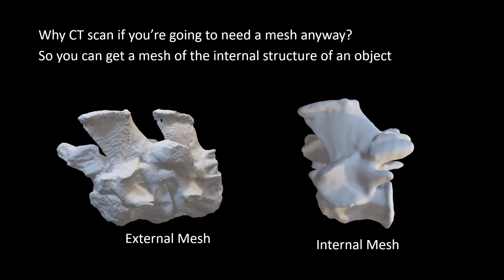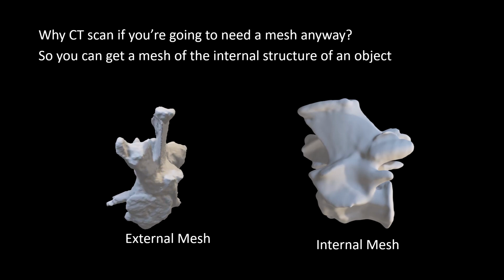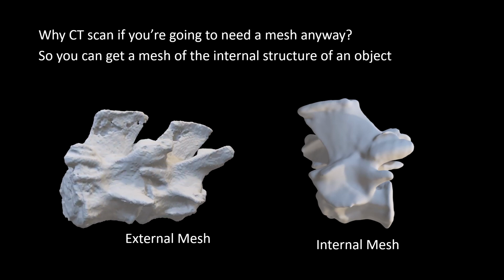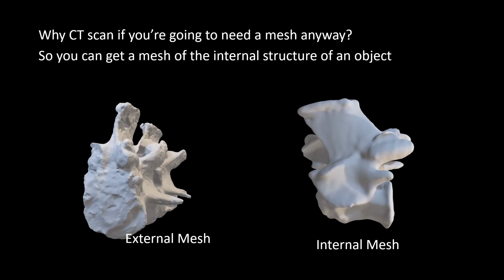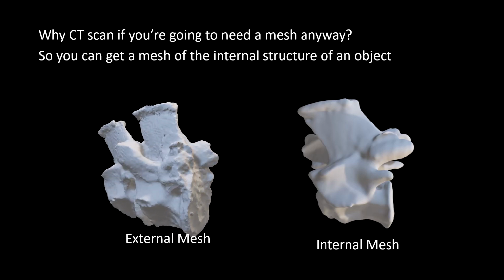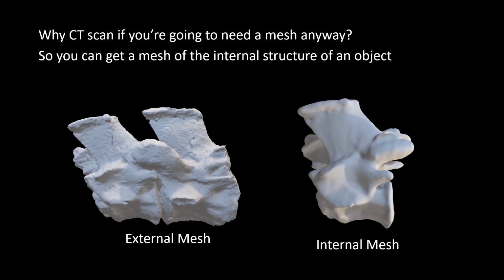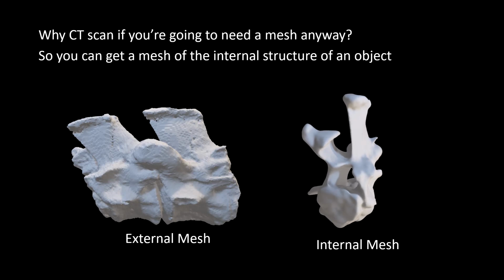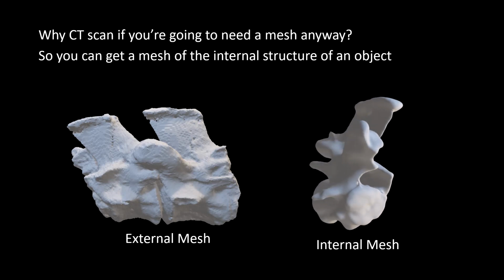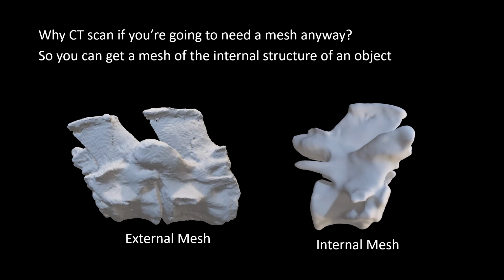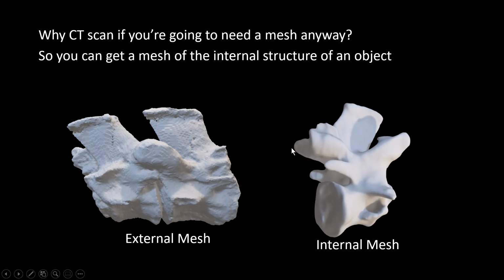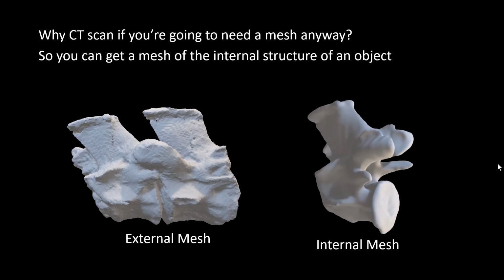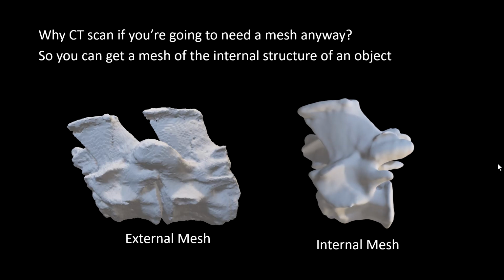And just as an aside, why CT scan if you're going to need a mesh anyway? It's because often, especially with fossils, you'll want a mesh of the internal structure of the object. So on the left here, you can see what would have been an external mesh of two vertebrae that are stuck together. And on the right, I have this mesh that was generated from the CT scan that allowed me to see the internal structure, like the two articulations right here that were otherwise covered in the fossil itself. So CT scanning is still a great tool when you need to get to internal anatomy, even if you're ultimately going to be using meshes.